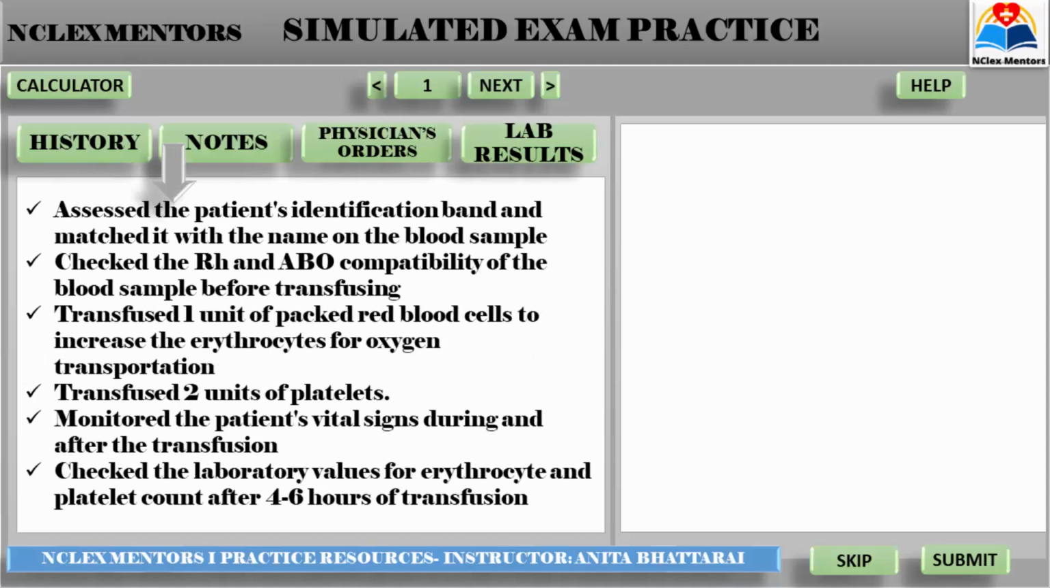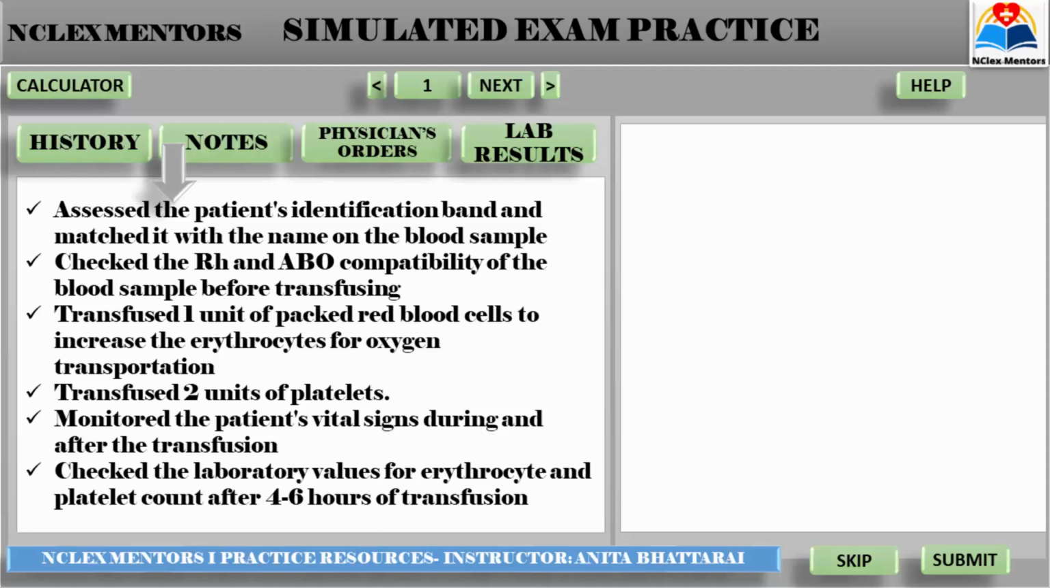The following are written: assessed the patient's identification band and matched it with the name on the blood sample. Checked the Rh and ABO compatibility of the blood sample before transfusing. Transfused 1 unit of packed red blood cells to increase the erythrocytes for oxygen transportation. Transfused 2 units of platelets to address the thrombocytopenia and improve clotting.